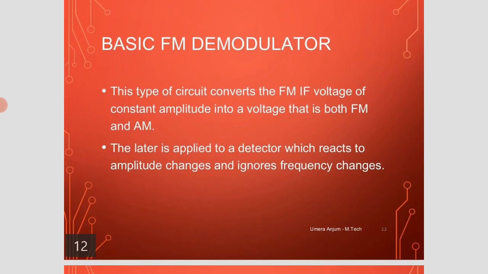This type of circuit converts the FM-IF voltage of constant amplitude into a voltage that is both FM and AM. The latter is applied to a detector which reacts to amplitude changes and ignores frequency changes.